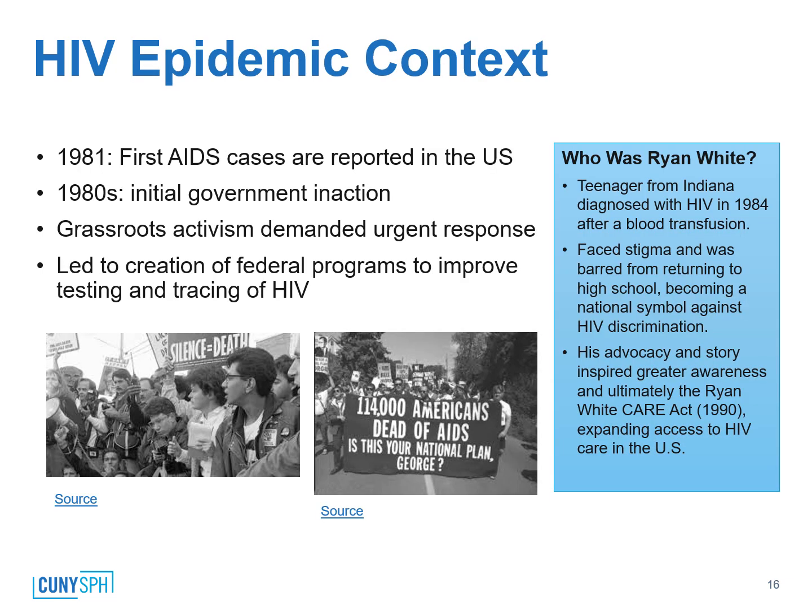Let's go back and recall the context of the HIV epidemic. The first case in the US was reported in 1981, and throughout the 1980s, the governmental response was slow, marked mostly by inaction. It was grassroots activism that forced urgent policy responses, and this history teaches us how vital community action can be in shaping public policy.